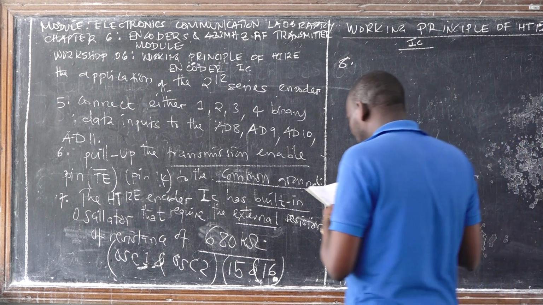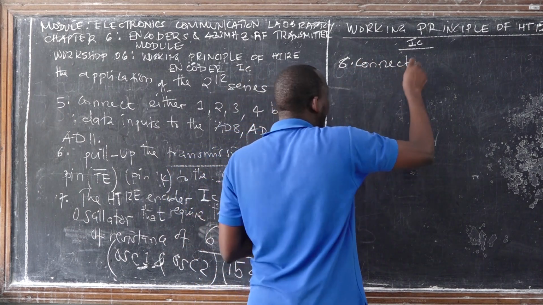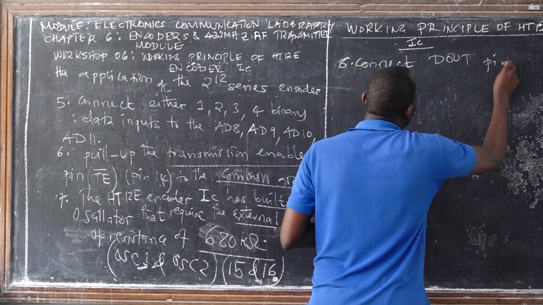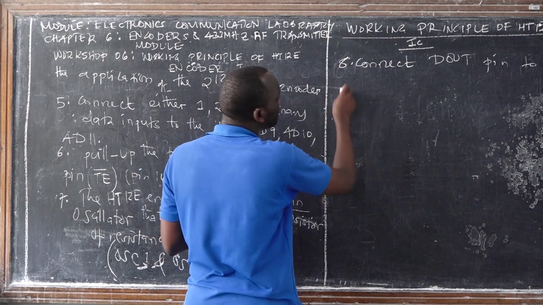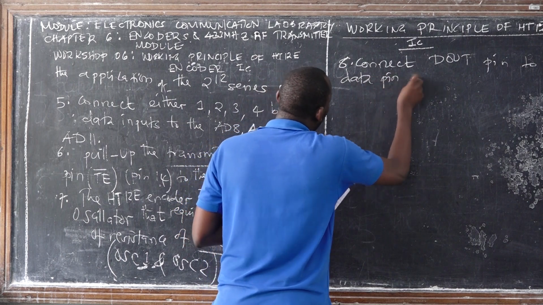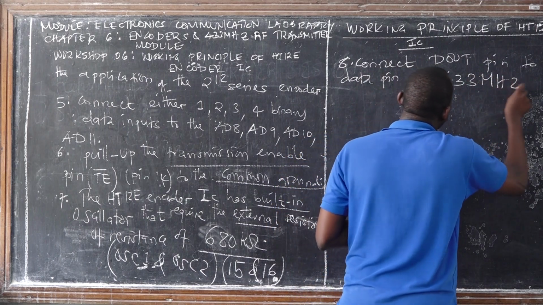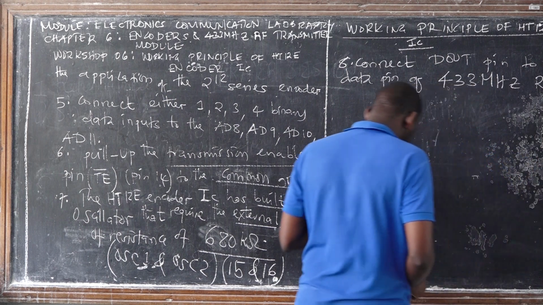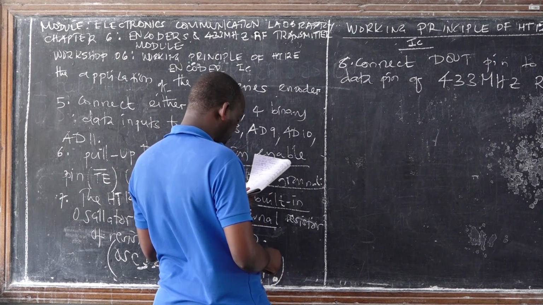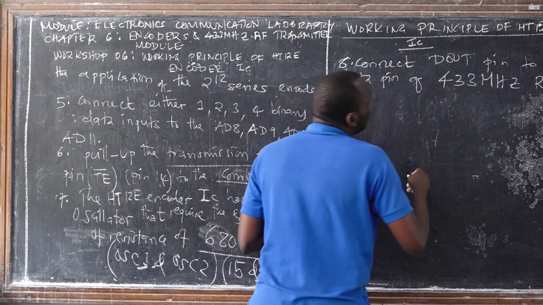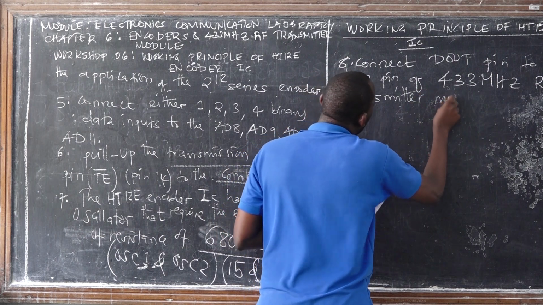Then step number 8, we say to connect the D out pin to the data pin of, in most cases we use this one, the 433 megahertz RF transmitter module.